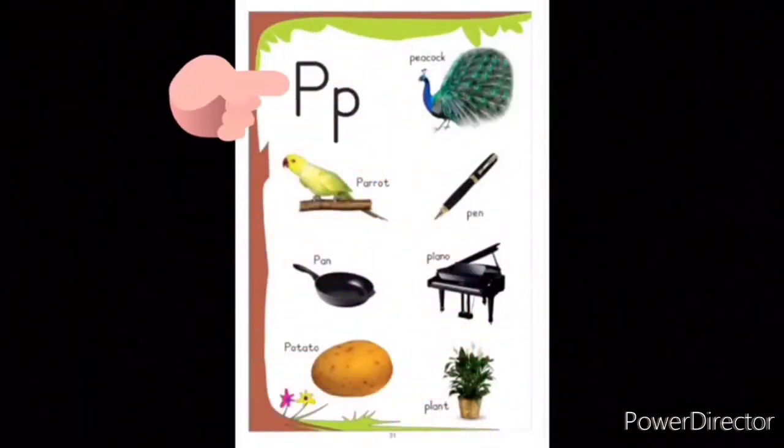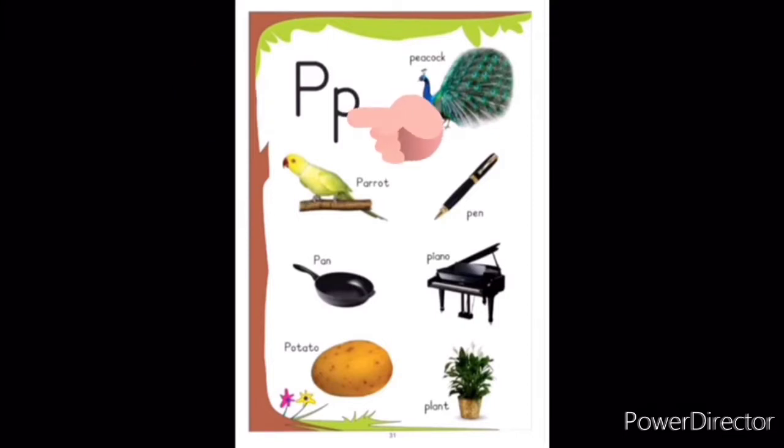How are you today? Do you remember what we have learnt yesterday? We have learnt alphabet P, correct? So let's revise it and then we will do one interesting activity. This is Mama P. This is Baby P. Capital P, small p. The sound of P is P.